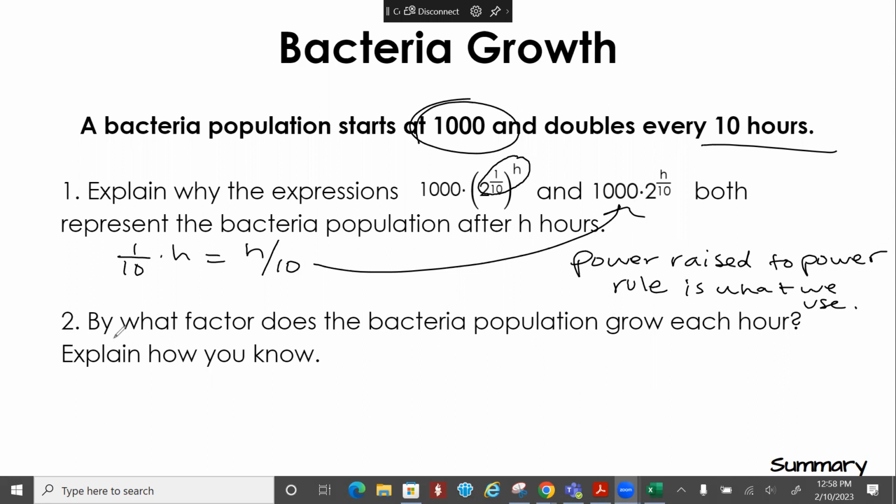Anyways, on number 2, it says, by what factor does the bacteria population grow each hour? This is a tricky question because look at what the original says. It says it doubles every 10 hours, right? Okay, so let's think of the equation. What was our initial population? And we're doubling, and then we've got every 10 hours. So if we wrote this out as an equation, we would say h divided by 10. So how do we figure out the rate for every hour?